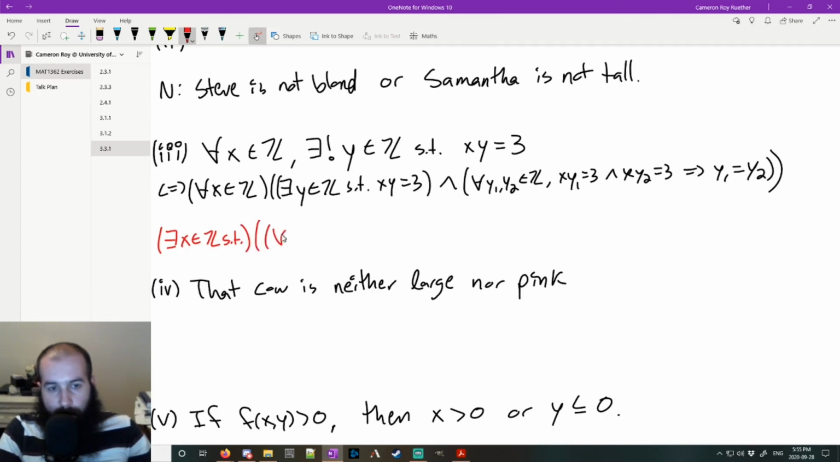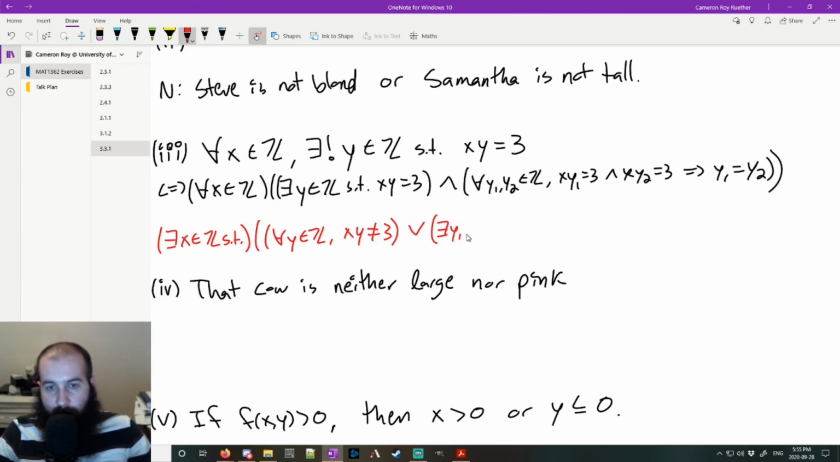for all y, xy is not equal to 3. This is the negation of there exists y such that xy is 3. The and becomes an or. And then here we have the all becomes an existence.